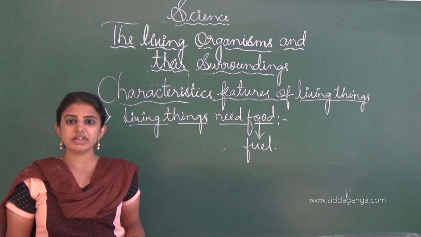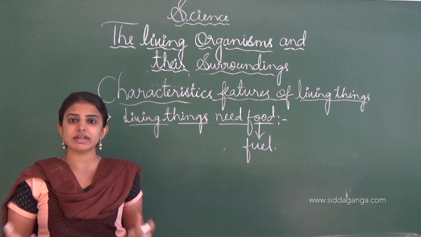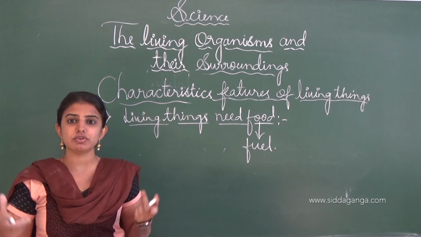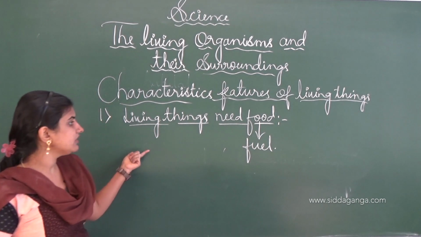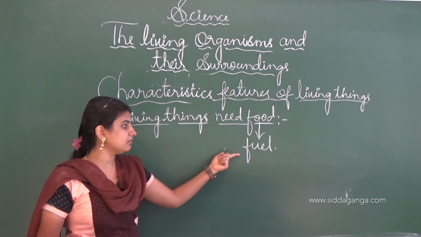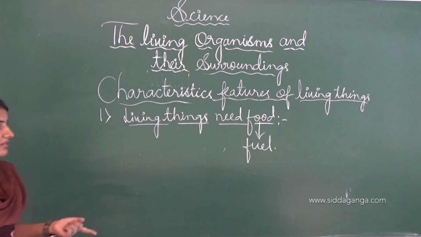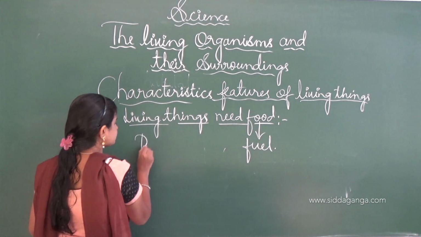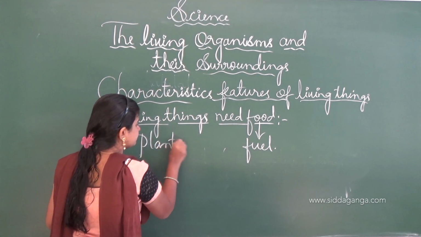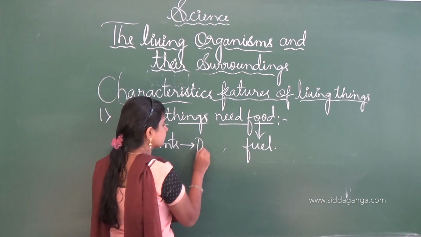If we do not eat food, then the energy will not be provided to the body. So we can say that all living things need food, and thereby food acts as a fuel for all living organisms. And plants usually make their own food. See, plants make their own food by the process of photosynthesis.